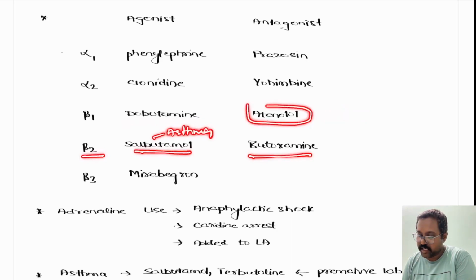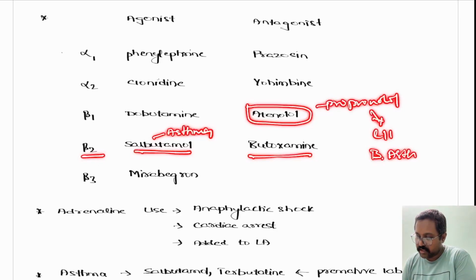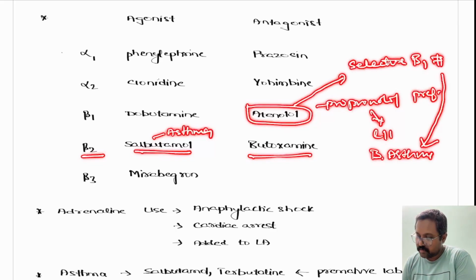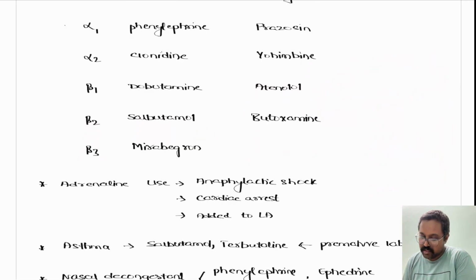Please always remember, whether it is atenolol or propranolol, they are contraindicated in the treatment of bronchial asthma. But atenolol, being a selective beta 1 blocker, can be preferred in case of bronchial asthma, but there should be caution. Is that clear? Okay, fine. So we have a beta 3 agonist, that is mirabegron, which is used to treat the overactive bladder.